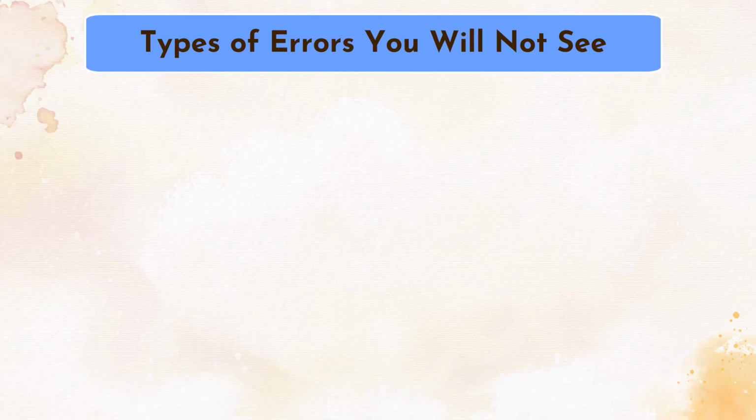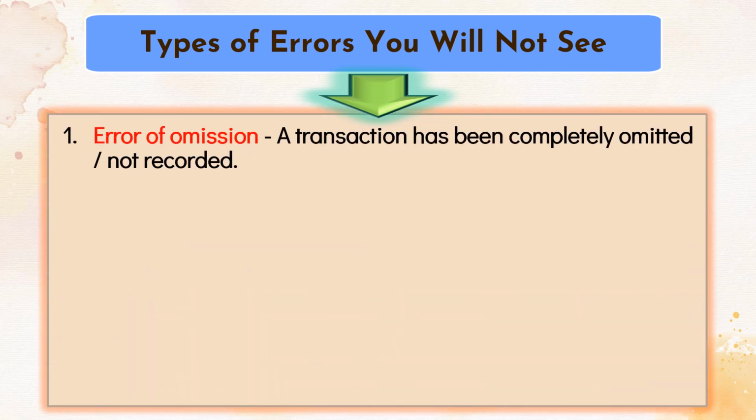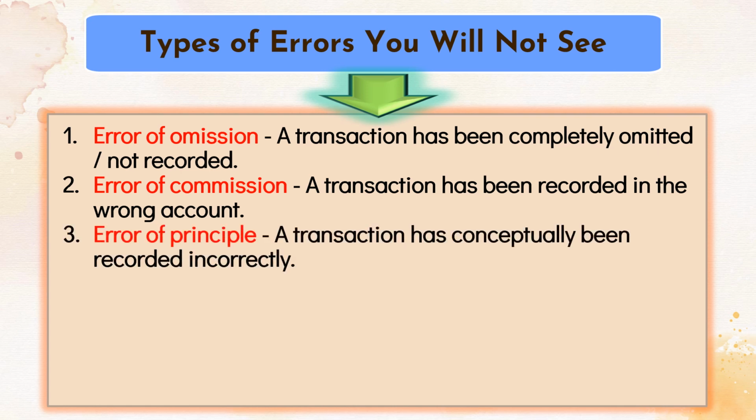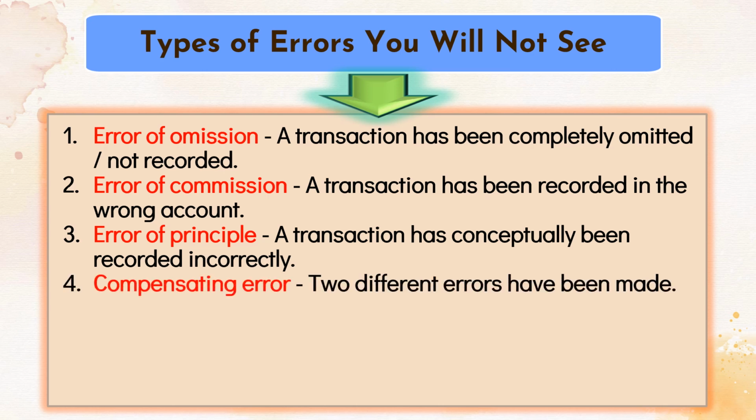Types of errors you will not see. Number 1, error of omission. That is, a transaction has been completely omitted or not recorded. Number 2, error of commission. That is, a transaction has been recorded in the wrong account. Number 3, error of principle. That is, a transaction has conceptually been recorded incorrectly. Number 4, compensating error. That is, two different errors have been made.